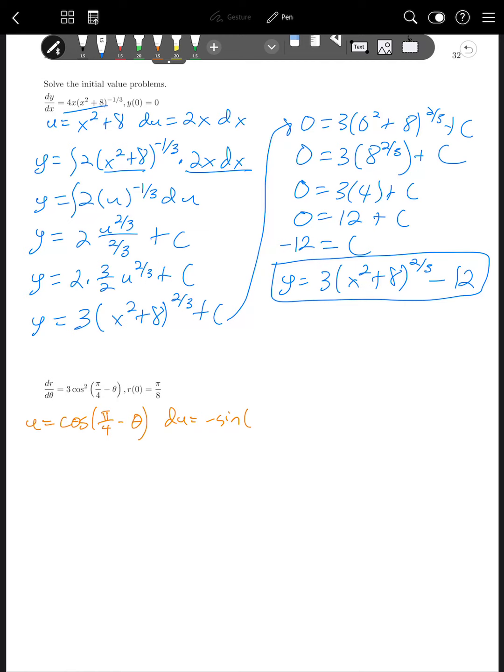Okay, actually, I think there's a typo in this one, so let's just go ahead and skip this one, and we'll call that the end of this section. So there's another example. So that's it for today.